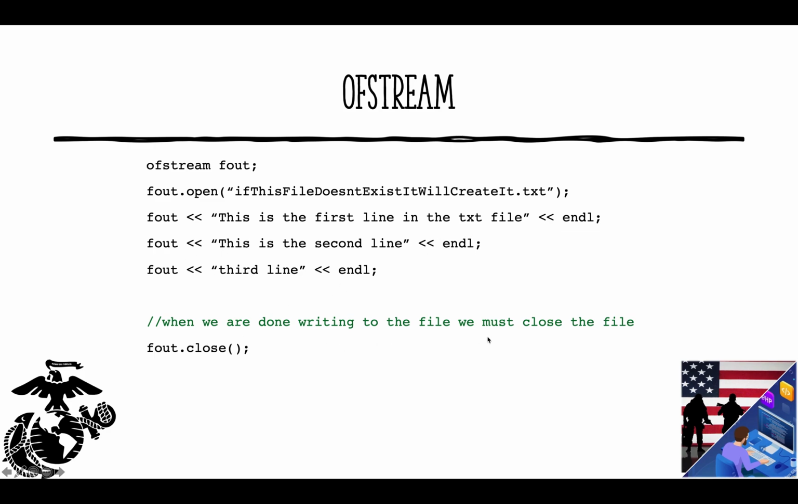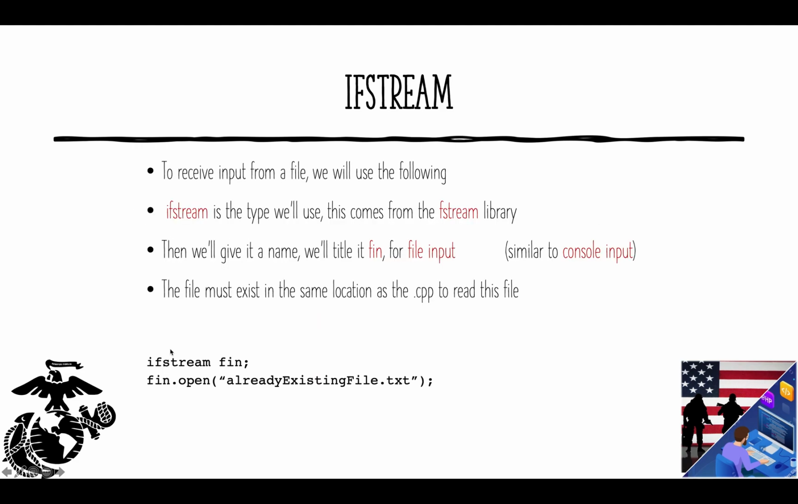And when we're done writing to the file, we must close the file. So fout.close. That is all pretty basic, right? So we're just creating the object, we're opening the file. This will open an already existing file, or if that doesn't exist, it will create the file, and then we write whatever we want to the file, just with the fout statement, and then we do an fout.close when we are finished. Next, we're going to be talking about the ifstream.